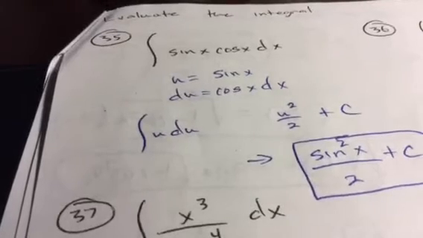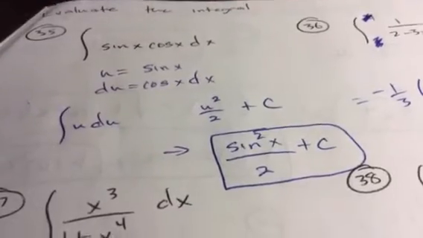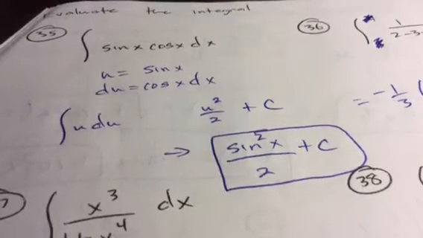35, let's do some U-Substitution. If you let u be sine x, then du is cosine x dx, and then everything is accounted for. Then it's just the integral of u du. It's going to be u squared over 2 plus c, so plug sine x in for u, and there it is.